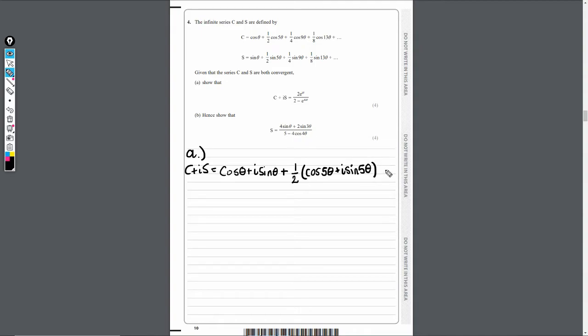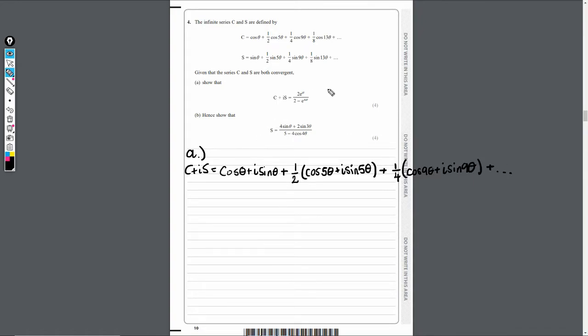Okay, and again we'll just do it once more just to show the pattern. This is going to be a quarter. We can factor that quarter out again, just like we did here with the half, and then we're going to have cos 9 theta plus i sine 9 theta. Okay, and this is going to go on infinitely, right? So it's going to be plus and so on. So we're not going to bother writing out any more terms.